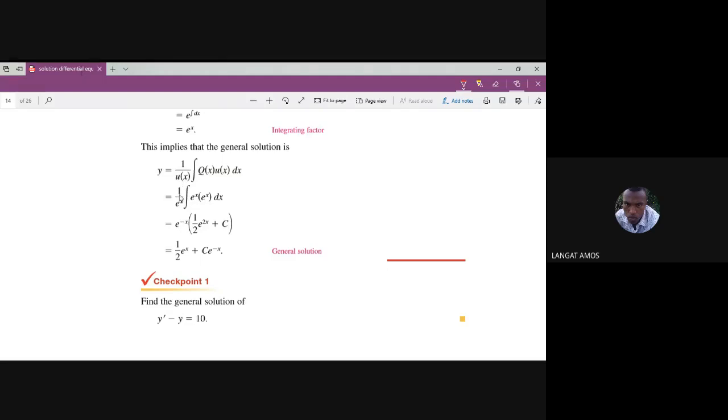So 1 over e raised to x is the same as e raised to negative x. So half e raised to x. You read for yourself there.